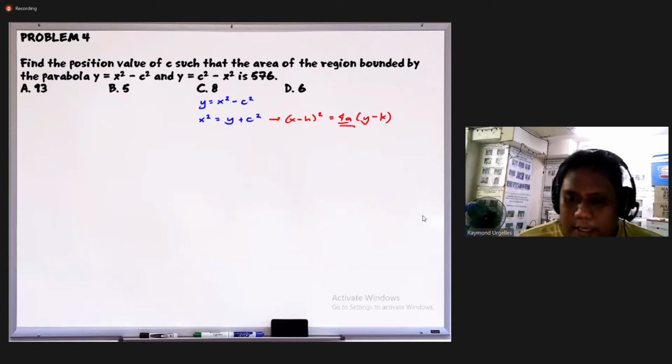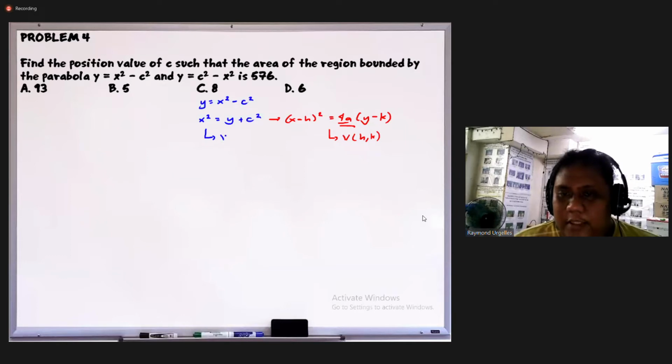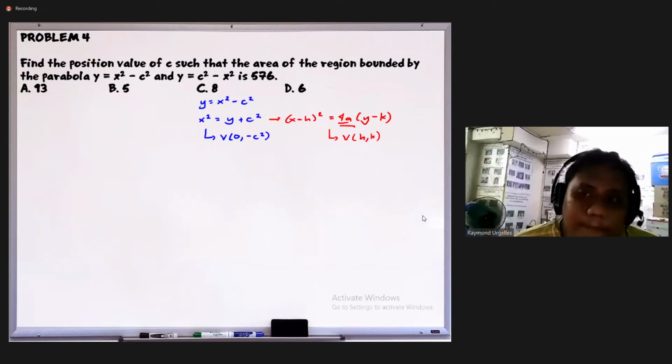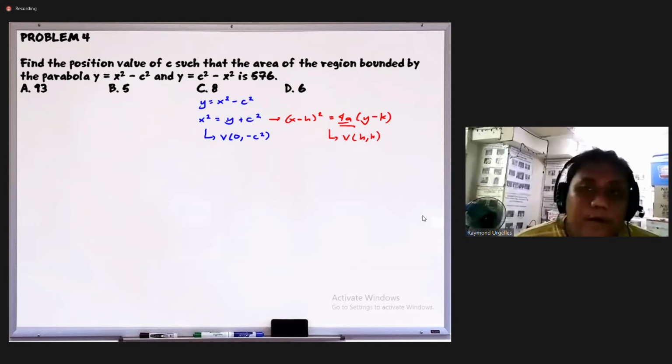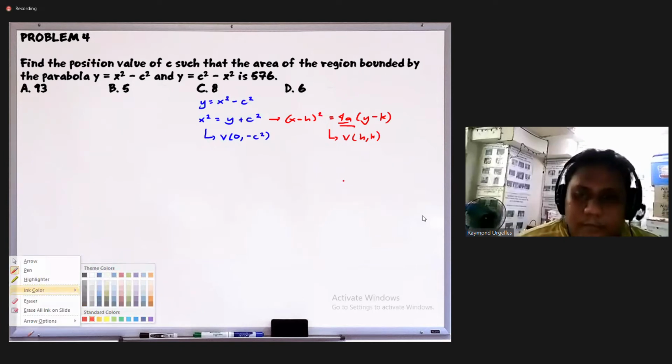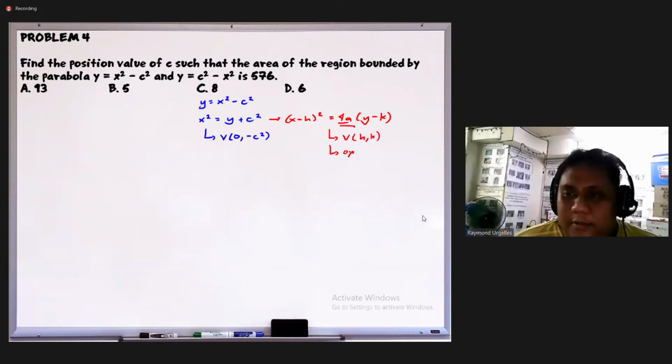Okay? So again, pag ganito yung format natin, yung vertex natin dito is nasa hk. So wala siya sa origin. Diba? So kaya ibig sabihin dito, yung vertex natin will be located at 0, tapos we have negative c squared. Okay? So again, x yung naka-square, then positive yung naka-multiply kay y. So ibig sabihin, this is opening upward.